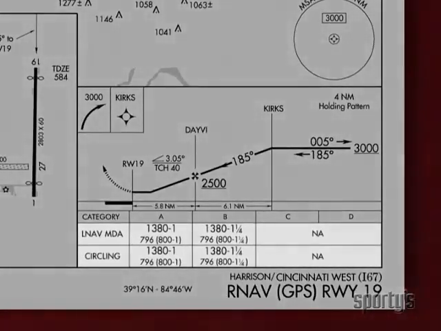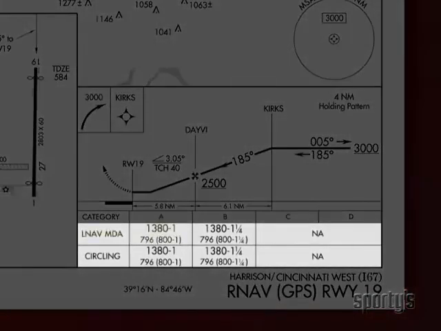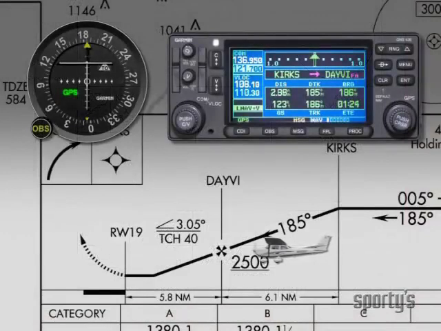The minimum section has an LNAV MDA for straight-in landings and circling minimums. In the case of this approach, they are the same, though that is not the norm. With only the LNAV line for the straight-in approach, any vertical guidance provided by the 430W is advisory in nature only.